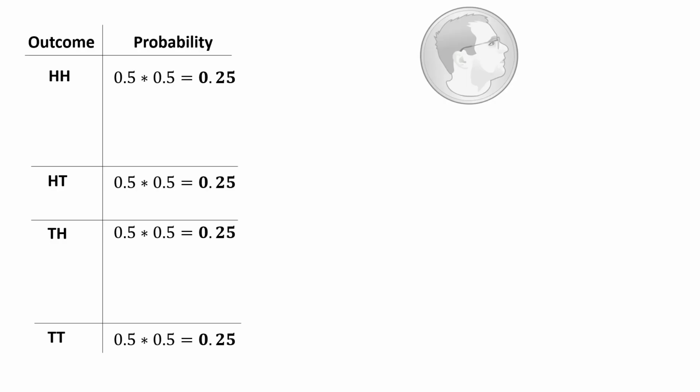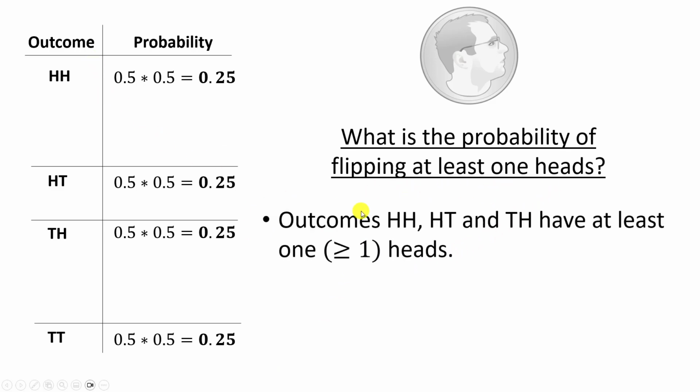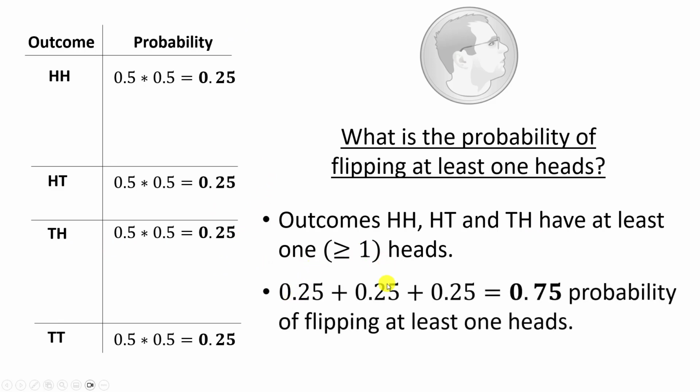Once you've created your tree diagram and you have all of the outcomes and the probabilities that are associated with them, you can calculate some additional probabilities, such as what is the probability of flipping at least 1 heads? Well, the outcomes HH, HT, and TH all have at least 1 heads. So we can simply add up all of those probabilities: 0.25 plus 0.25 plus 0.25, which is equal to 0.75. There's a 75% chance of flipping at least 1 heads.